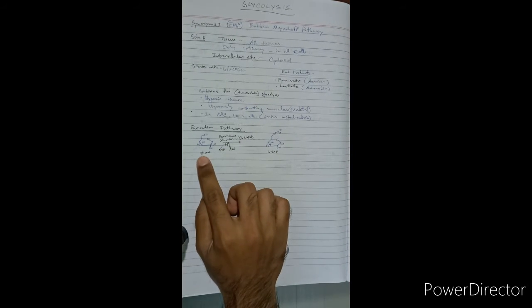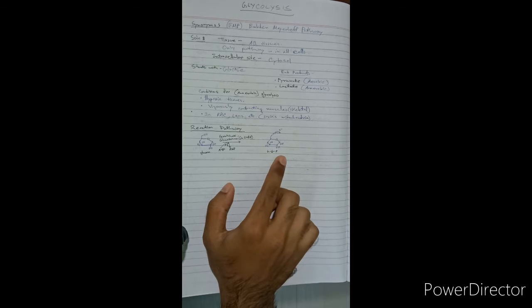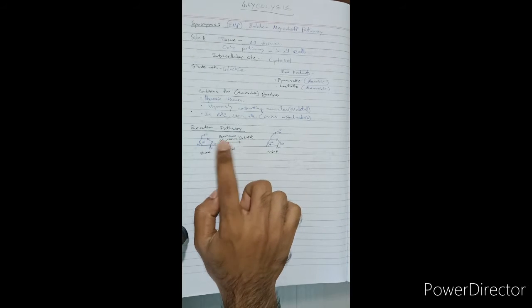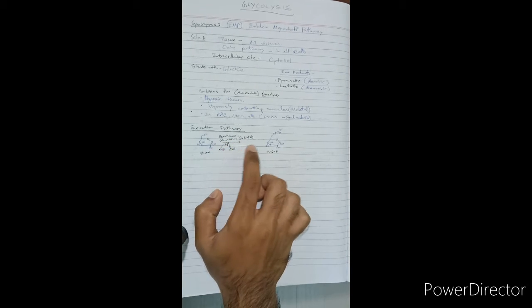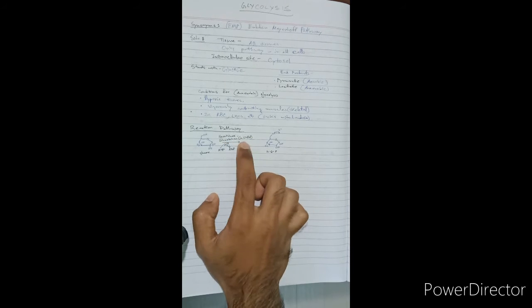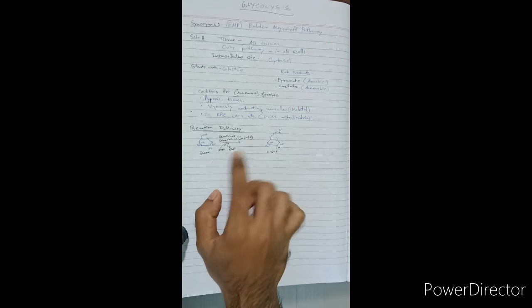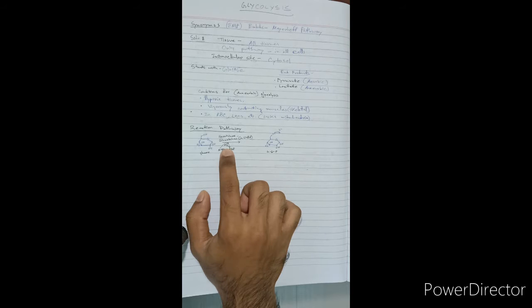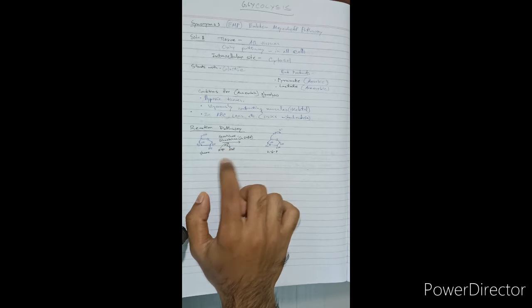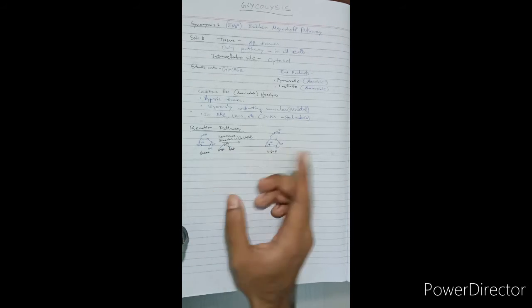The reaction pathway of glycolysis. In the first step, glucose becomes glucose 6-phosphate with the help of the enzyme hexokinase, and glucokinase only in liver. Hexokinase is in other places except liver, and ATP is used with the help of magnesium ion. ATP is used as a coenzyme for this enzyme.